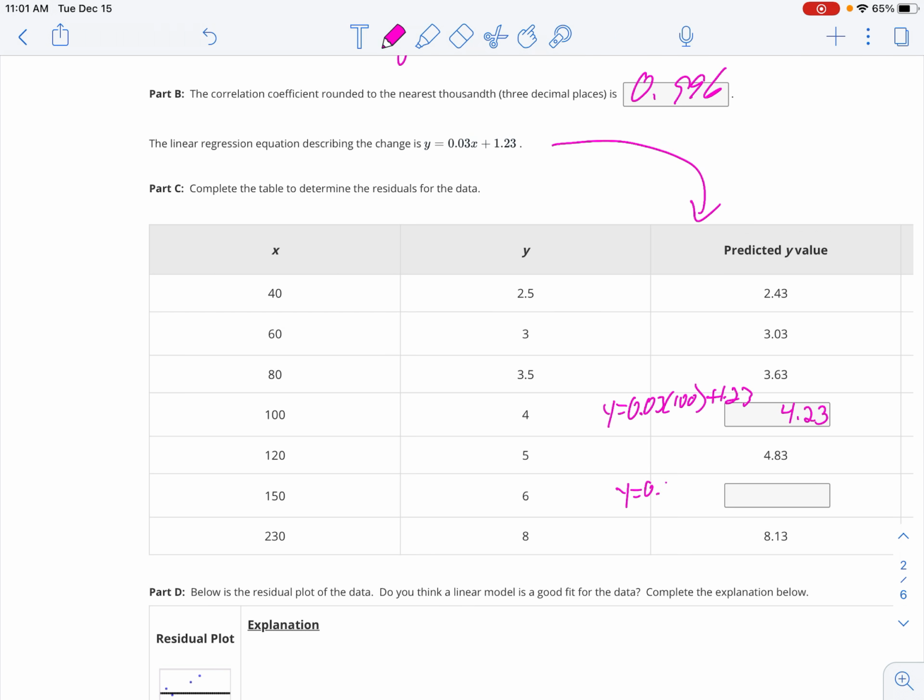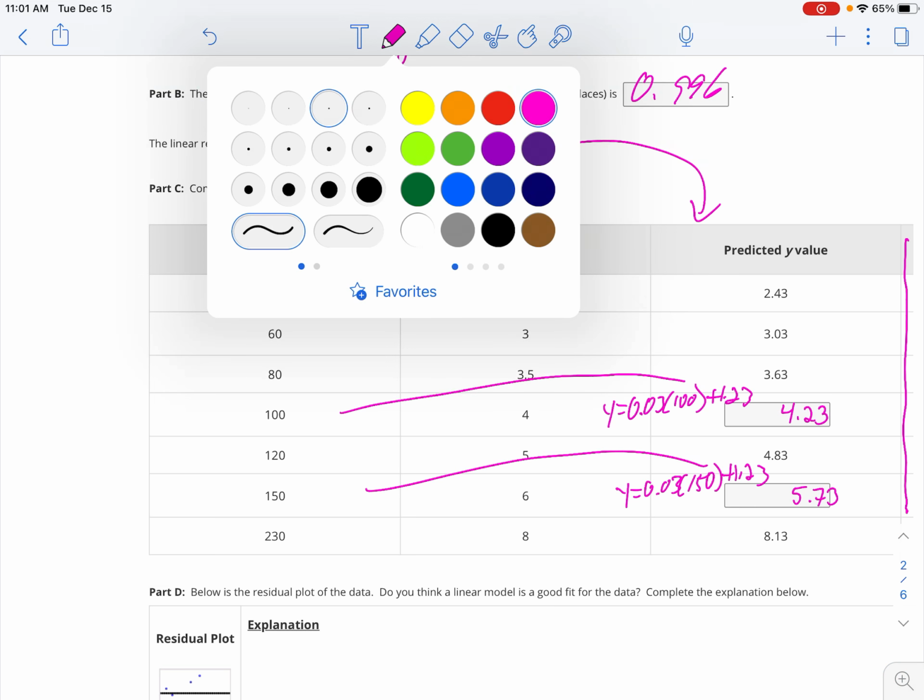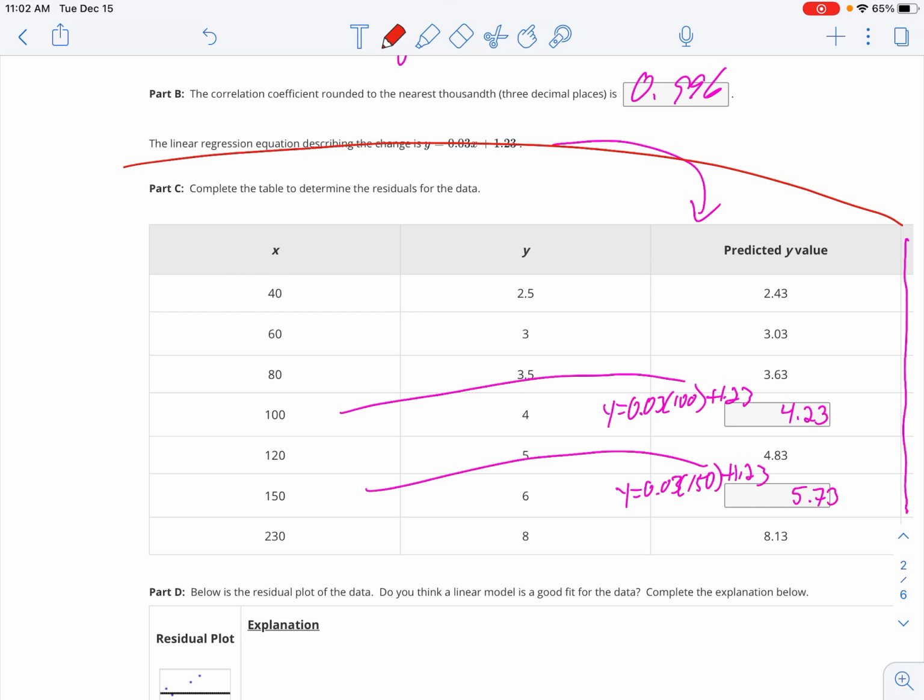And for this one, I'm going to use the x of 150. So 0.03 times 100 plus 1.23. Sorry, not 100, I meant to say 150. So 0.03 times 150 plus 1.23 is 5.73. Now, the reason you do the predictions is to calculate the residuals, which unfortunately my document is not showing. So I'm going to write it over here as my residual column.